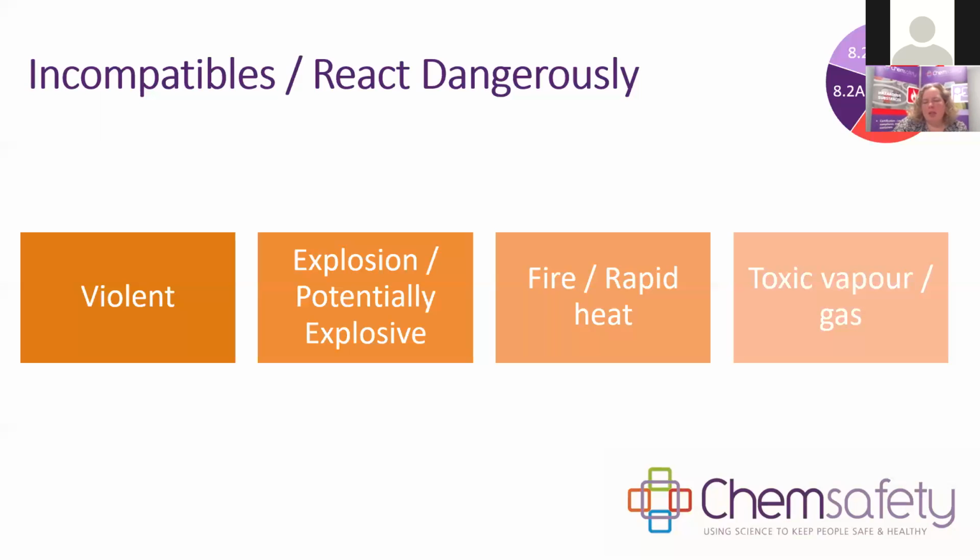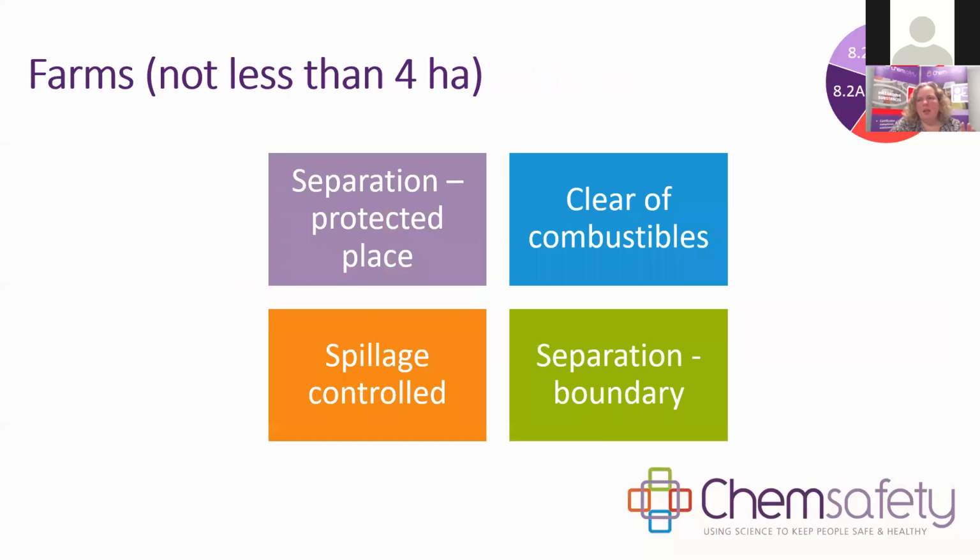The other common example there that features heavily in some industries is acids and hypochlorite. So if you've got a hypochlorite or a bleach-based sanitizer, that needs to be kept away from acids because they react to produce chlorine gas. If you happen to be on a farm, then there are some slightly different provisions that apply, and it's really about keeping your toxic and corrosive substances away from protected places, away from the boundary, away from combustible materials, and that you control any spills.